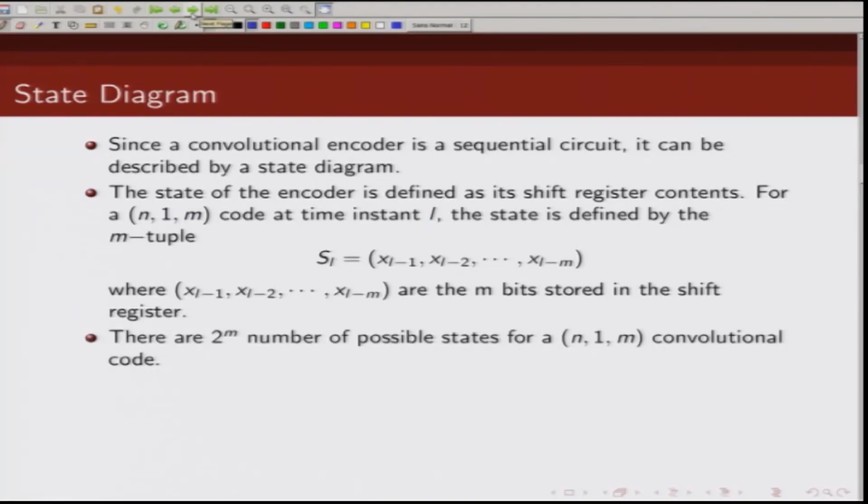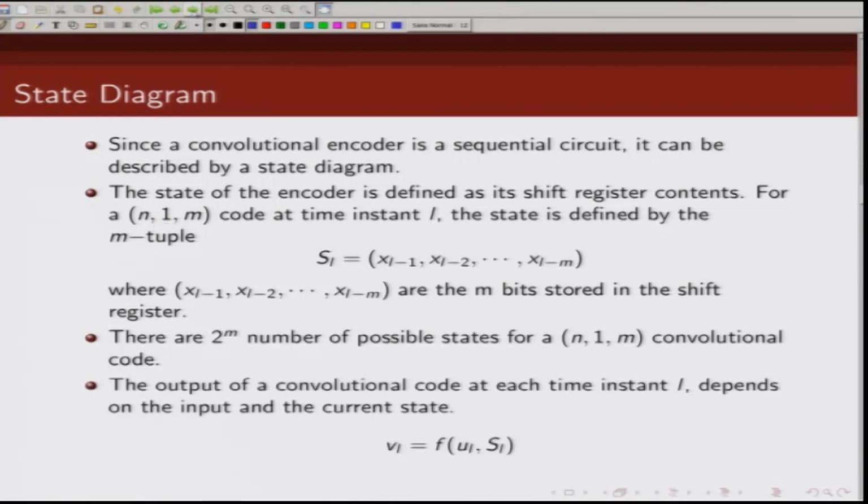If we have a convolutional code whose memory is m, a rate 1 by n code, then we will have a total of 2 raised to the power m states, because we will have one set of shift registers to represent this convolutional code, since k equals 1 and the memory is m. So, in total there are 2 to the m different possibilities for the state, depending on whether the bit stored in the shift register is 0 or 1. And the output of a convolutional code, as we know, is a function of the input and the current state.